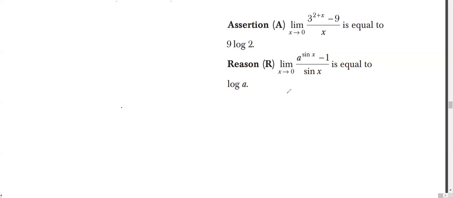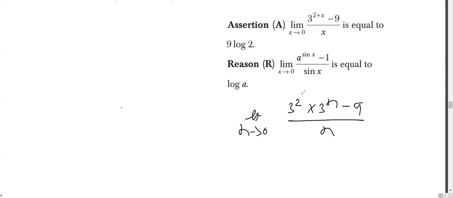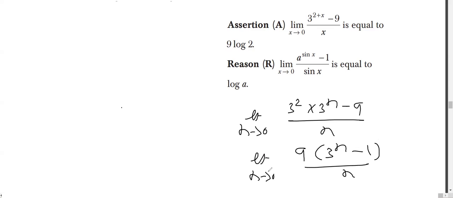I can write 3 square. Applying laws of exponent, I can write this as 3 square into 3 raised to the power x minus 9, that divided by x where limit x tends to 0. Now this is 9 only. So if I take 9 common, I'll get what? 3 raised to the power x minus 1, that divided by x. And this is limit x tends to 0.